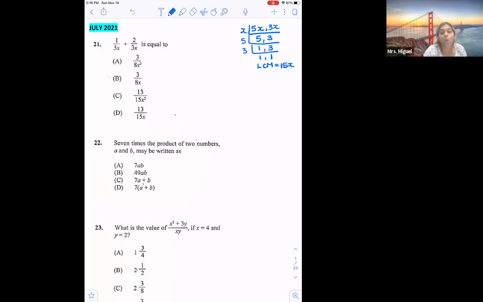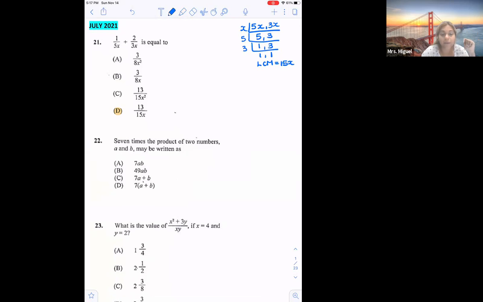There's only one response with 15x. So my answer is D as in dog. There's no need to work out anything else. There's only one response with a denominator of 15. So save some time in the exam.